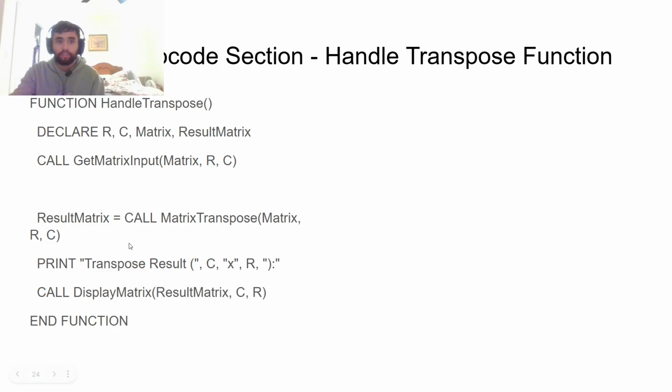Handle transpose, similar logic, declares it locally, calls the get matrix function. Result matrix is the matrix transpose function. Print statement before actually printing it, or like saying, hey, I'm about to print this. Call display matrix, which actually displays the results, and function.